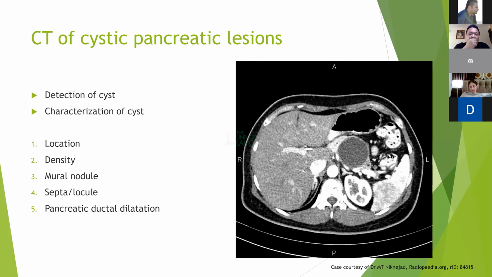On CT, we usually describe location, density, mural nodularity, septation, loculi, pancreatic ductal dilatation, or communication. CT is better than abdominal ultrasound for lesion characterization, since it is not affected by bowel gas and it is not operator dependent. However, it has ionizing radiation and is more expensive than ultrasound and is not available in every institution, particularly in our country.